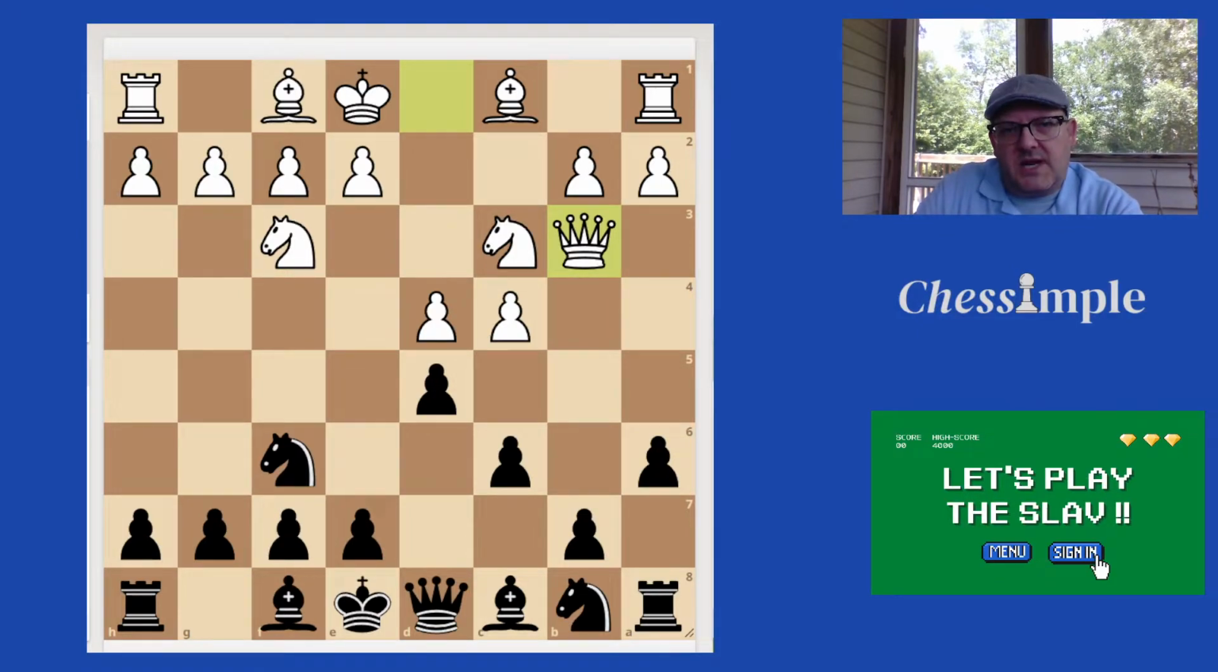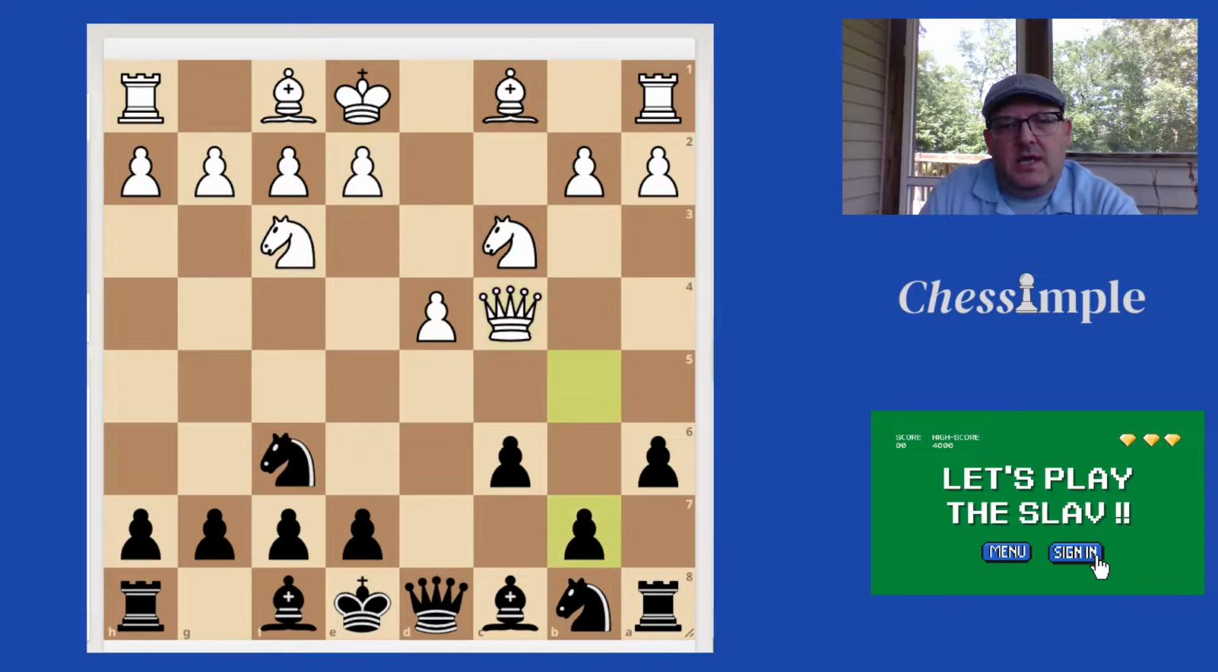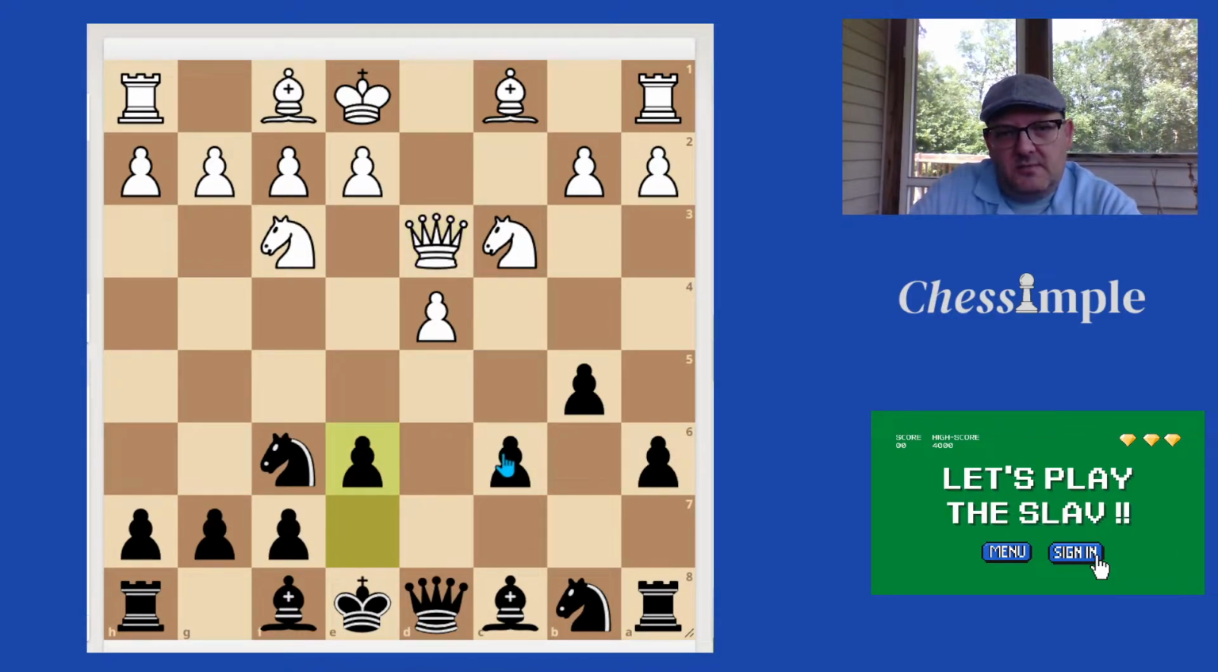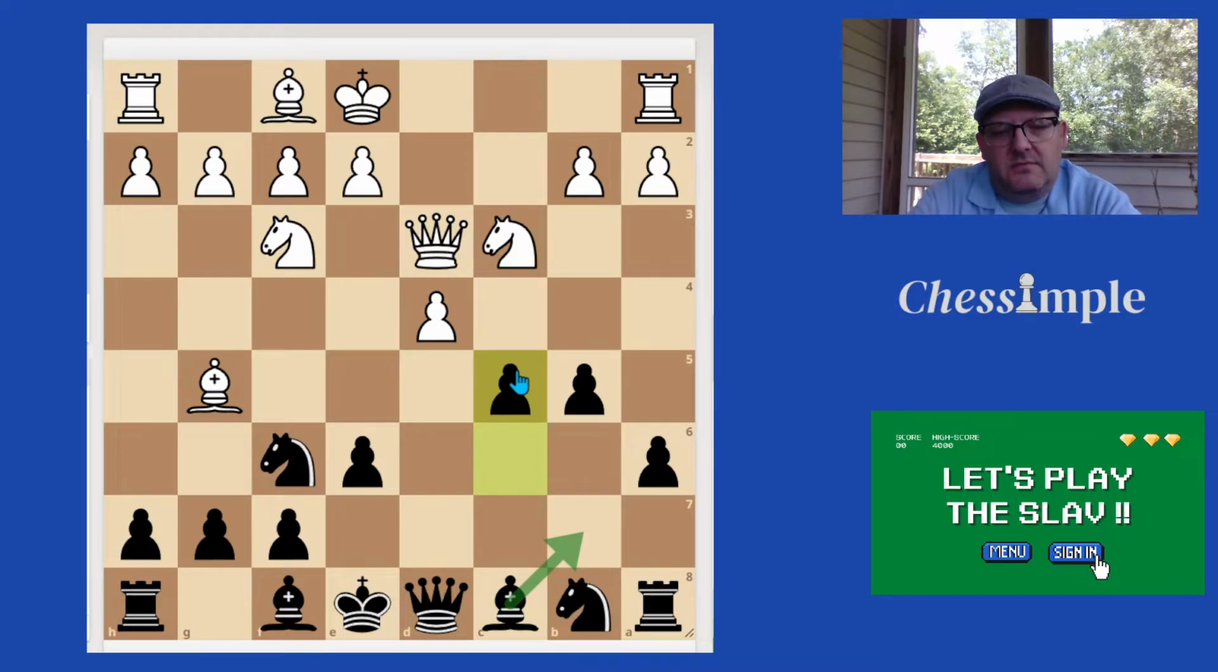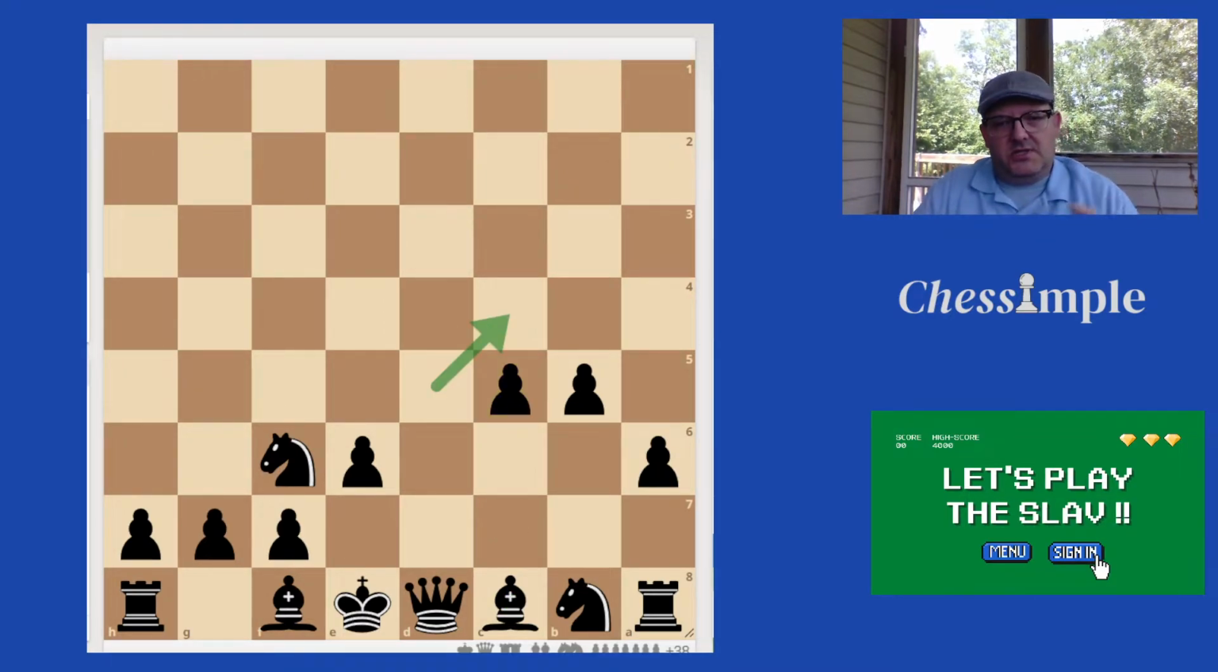Well, we could do the same kind of trick that we did in that last line, where we take on c4, they have to take, and now we gain this tempo playing b5. The queen has to move away, and now we play e6 because we're going to use that dark squared bishop to facilitate this c5 break. And this will be just like the last line we looked at, where we get our c5 break in, and then we play bishop to b7. So once again, we can see we have this alternative setup too.